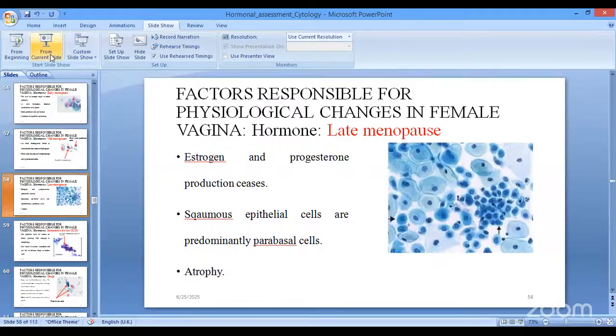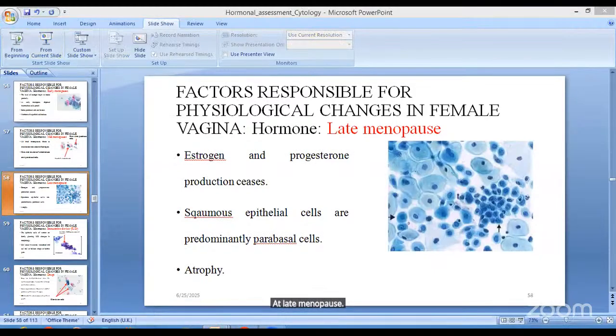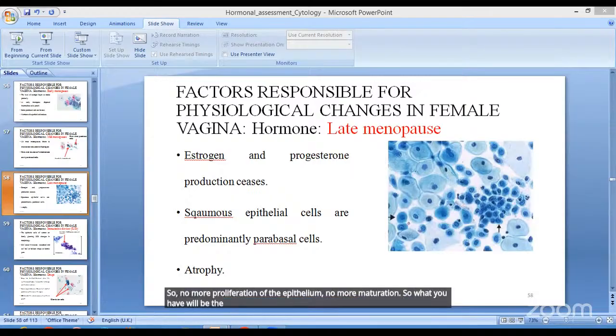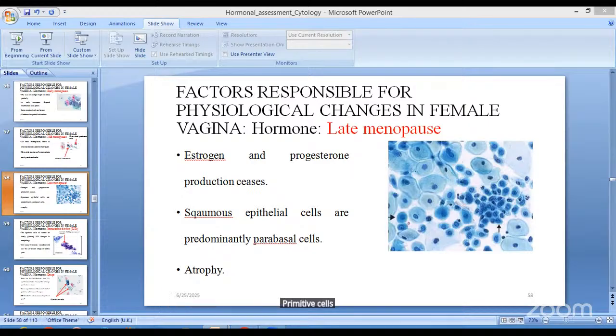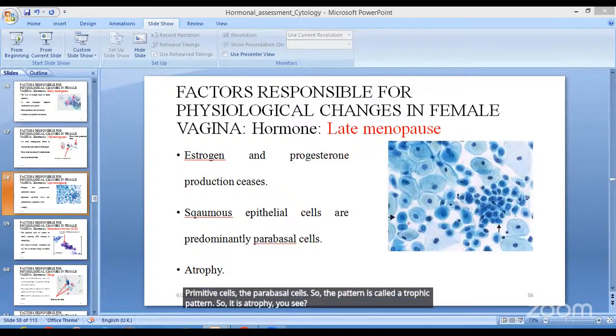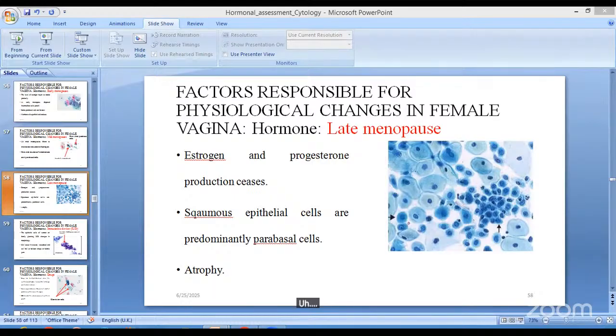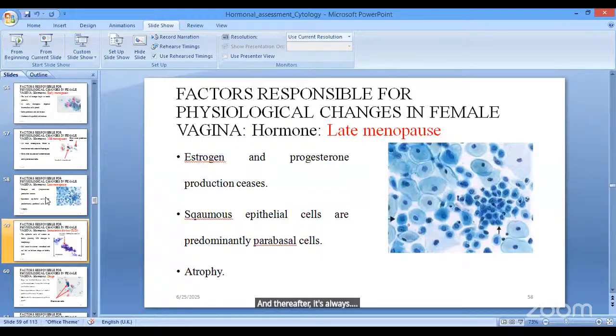At late menopause, what do you find? You expect that estrogen production and progesterone production has ceased. So no more proliferation of the epithelium, no more maturation. So what you have will be the immature primitive cells, the parabasal cells. So the pattern is called atrophic pattern. So it is atrophy you see at that stage, late menopause. And thereafter, it's always atrophy, atrophy, atrophy.